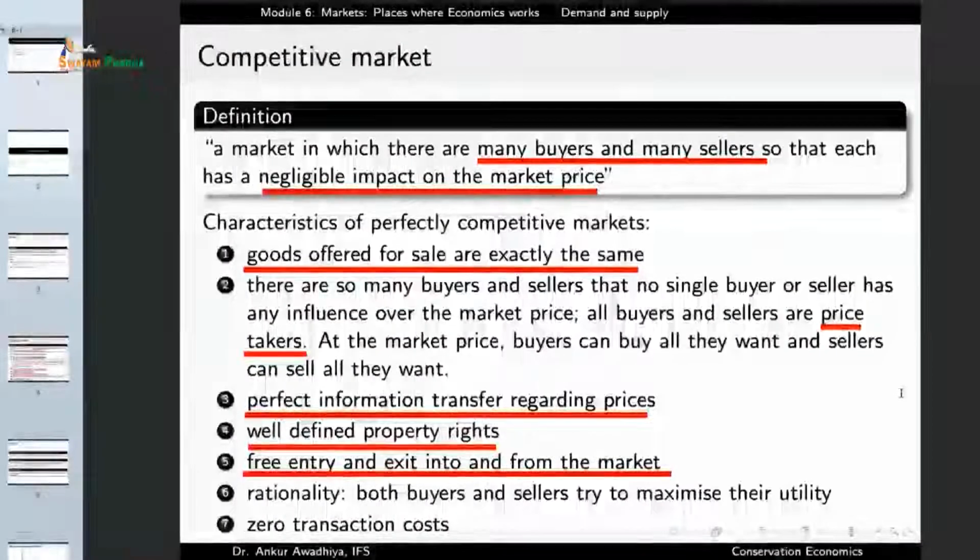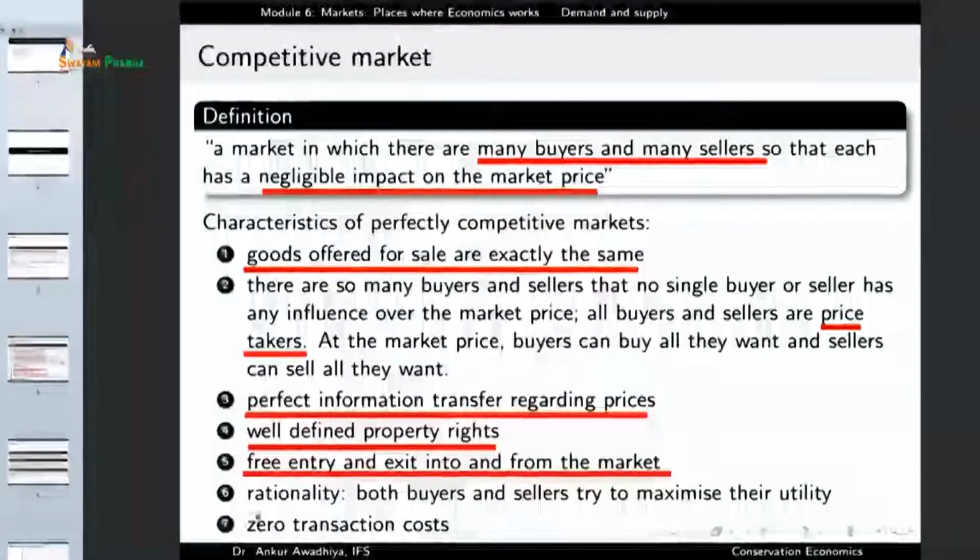Similarly, if there is a seller who finds out that he cannot sell below, say, 105 rupees, this seller should have the option of exiting the market. So he can take his goods and move out of the market. Similarly, the buyer should be able to enter and exit freely. So it means that there is no restriction on the number of buyers and sellers, and anybody can enter the market or exit from the market. So this is also another characteristic of a perfectly competitive market.